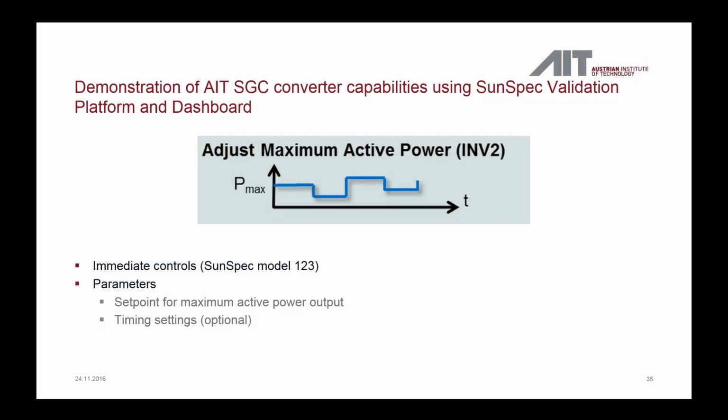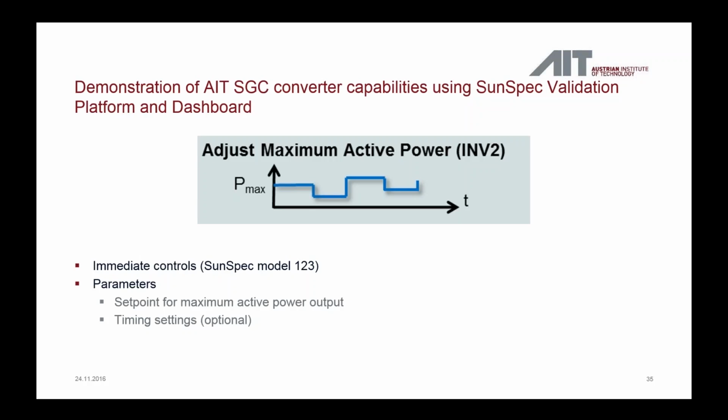So this was a rather simple functionality which was demonstrated here, and in the next steps we would like to move on to more complex functions. So starting with the adjusting of the maximum active power of the inverter. This is also a part of the immediate controls model in SunSpec, and the parameters are first of all a set point of maximum active power output.